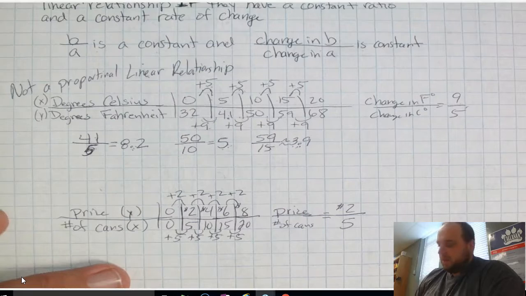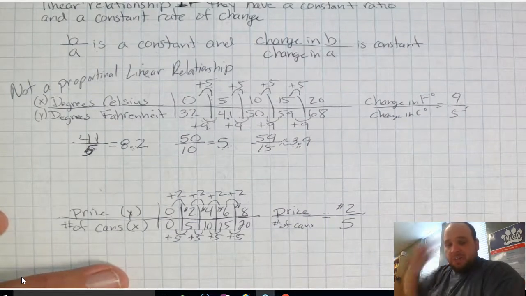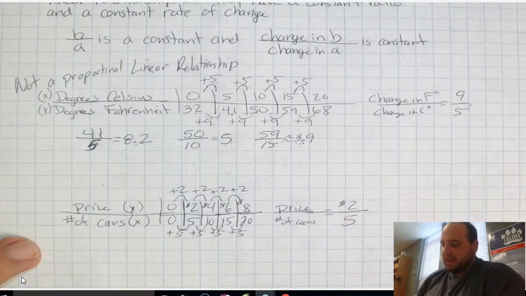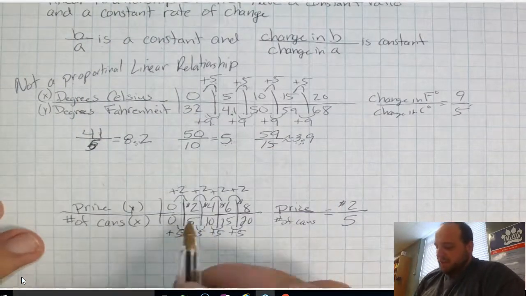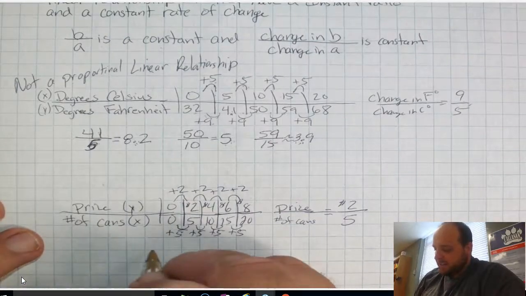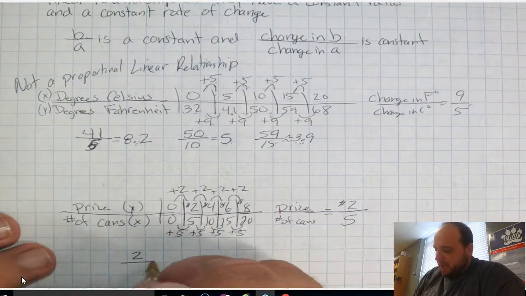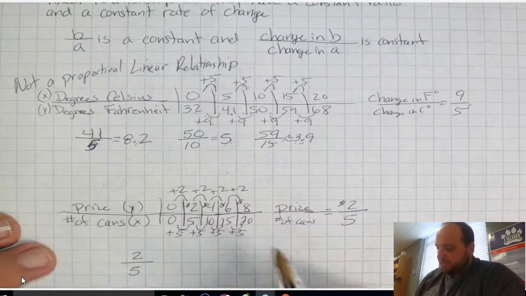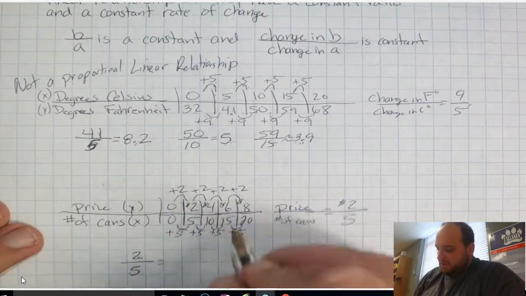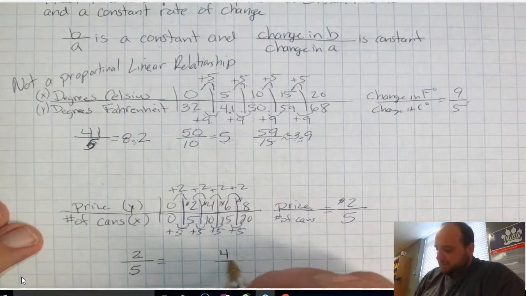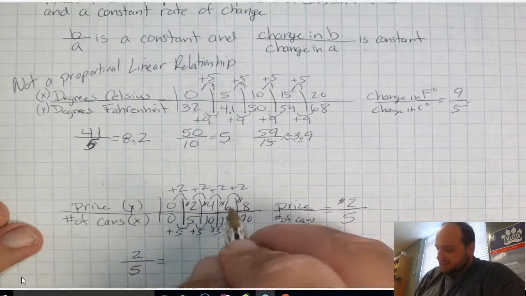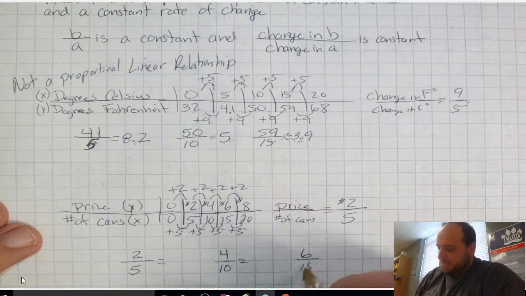Okay. So now I want to determine, hey, is there a constant ratio? So is the B to A a constant ratio? So how I do that, again, just like before, I take my Y value and put it on top, and I take my X value and put it on the bottom. So notice that I have 2 and 5. I'm going to do 4 and 10. I'm going to do 6 and 15.